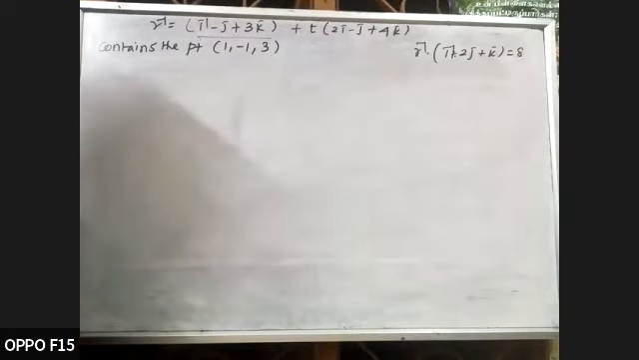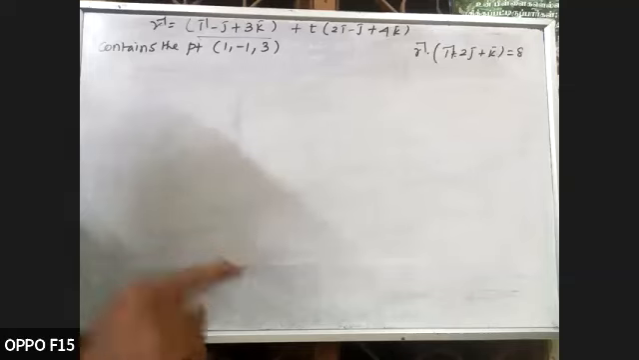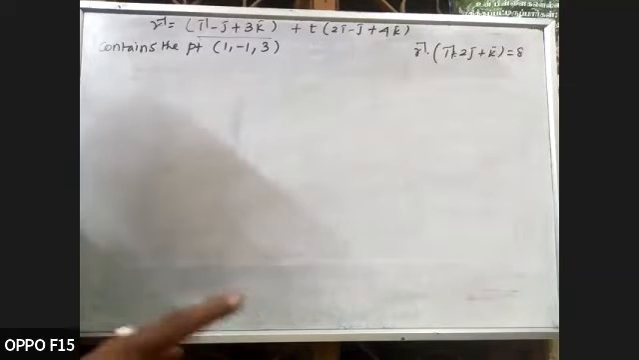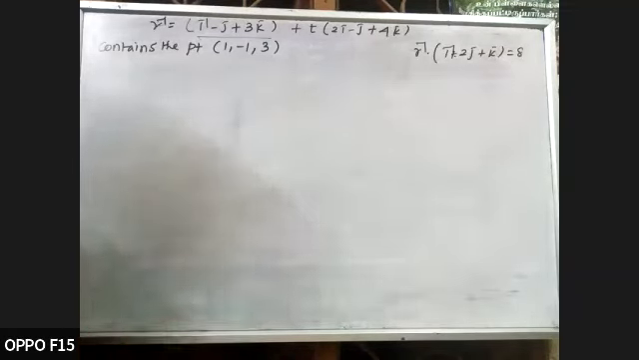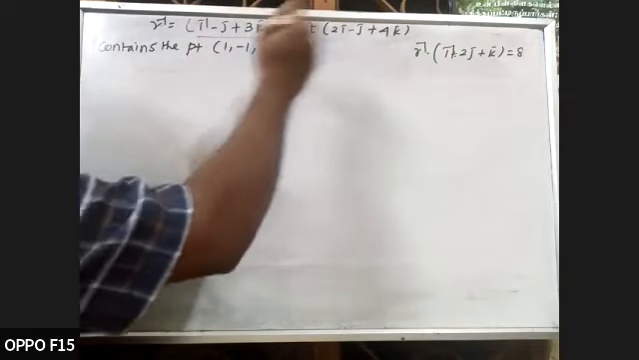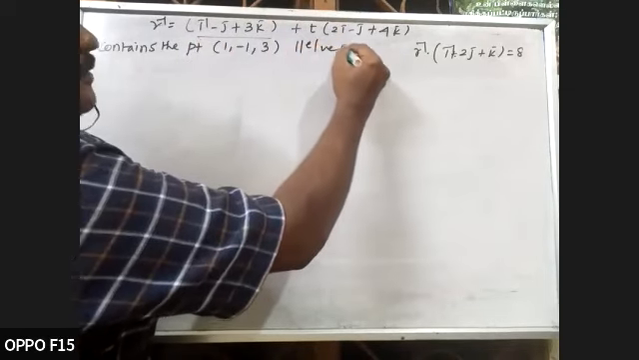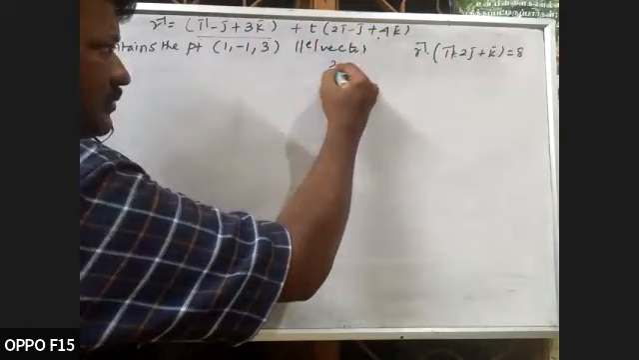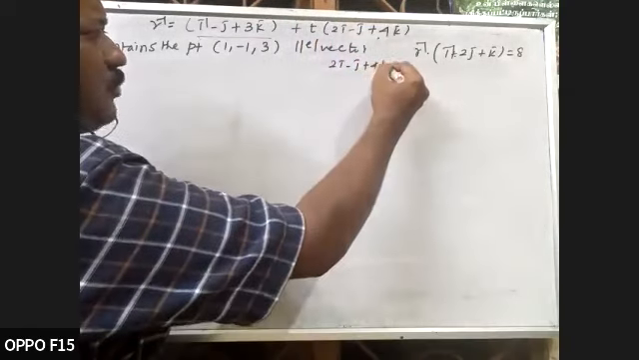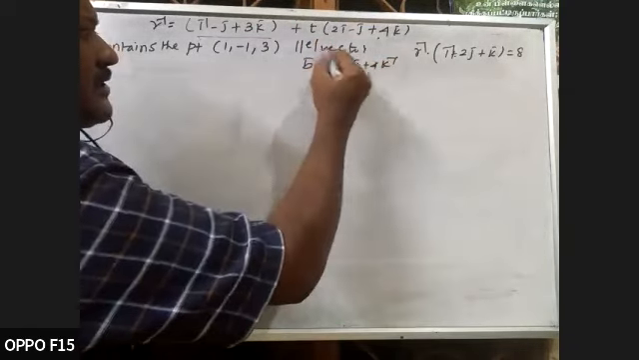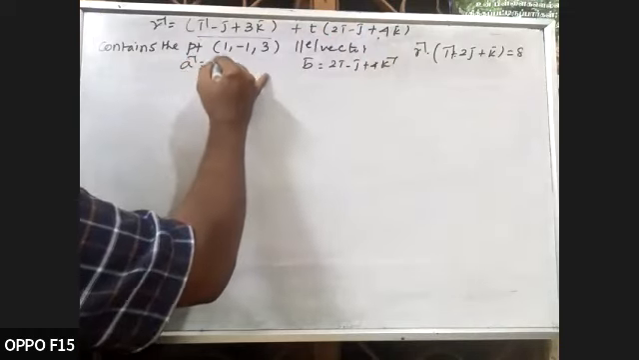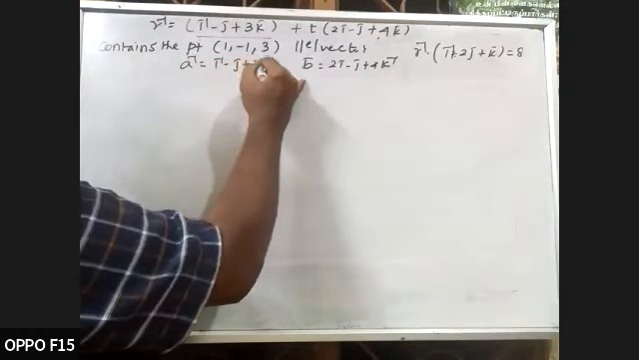Look, if you have a straight line, it is one point and one parallel vector. The formula is r vector equals a vector plus t b vector. So a vector is the point, and the parallel vector is 2i minus j plus 4k vector. You can take this as b vector, and a vector is i minus j plus 3k vector.